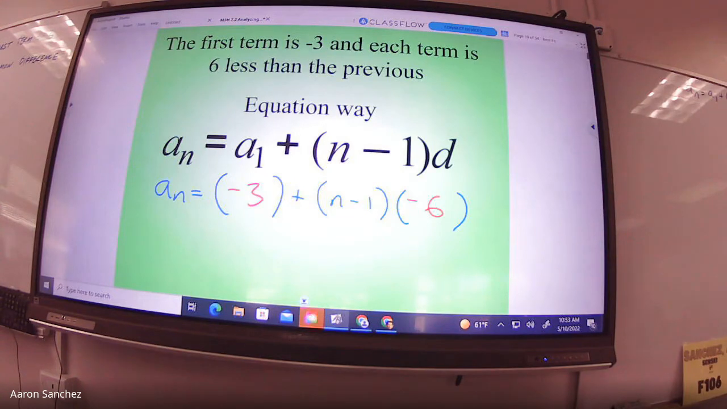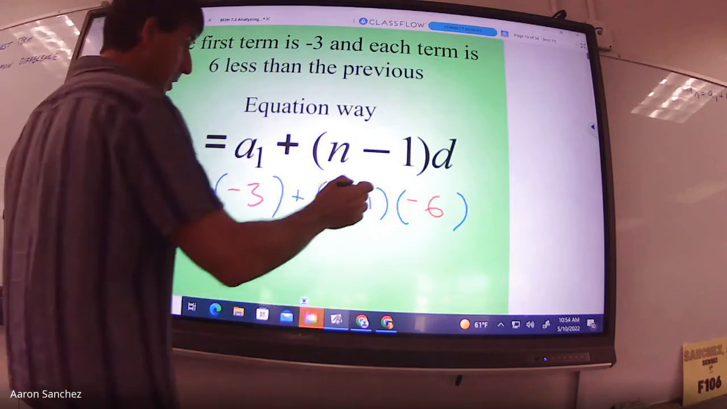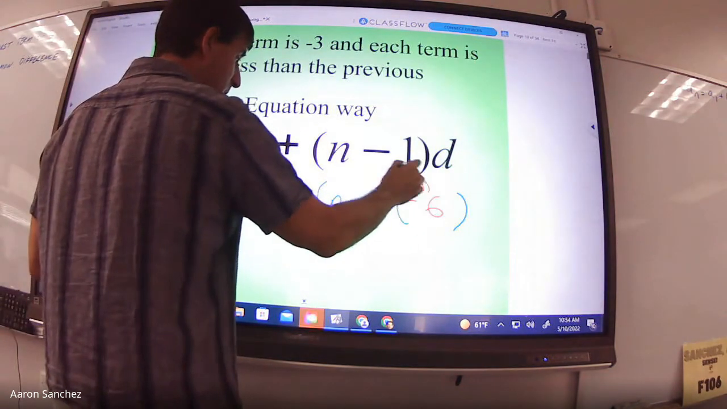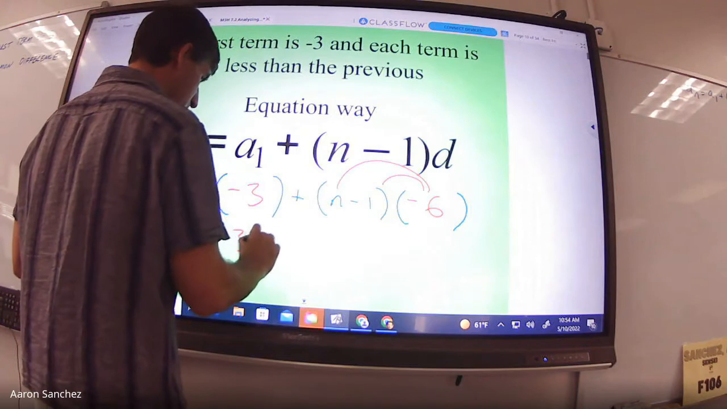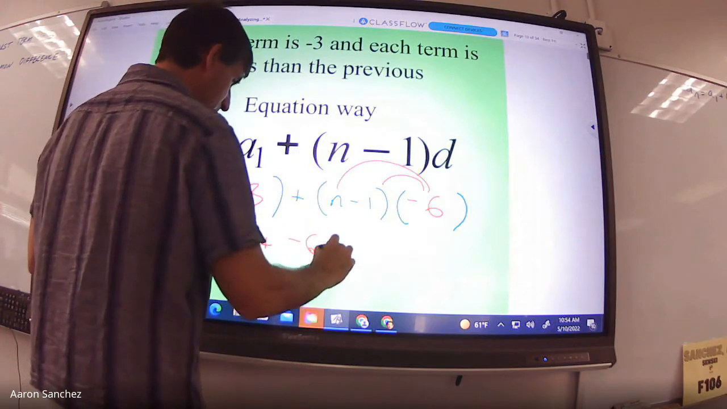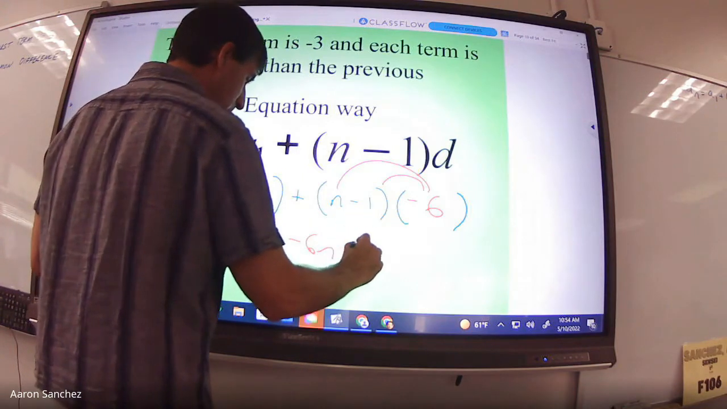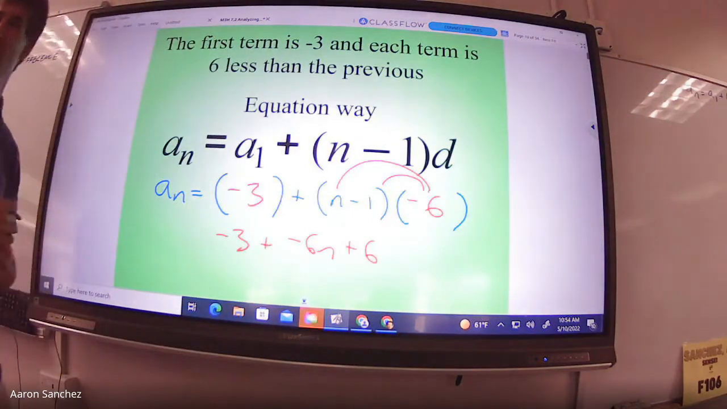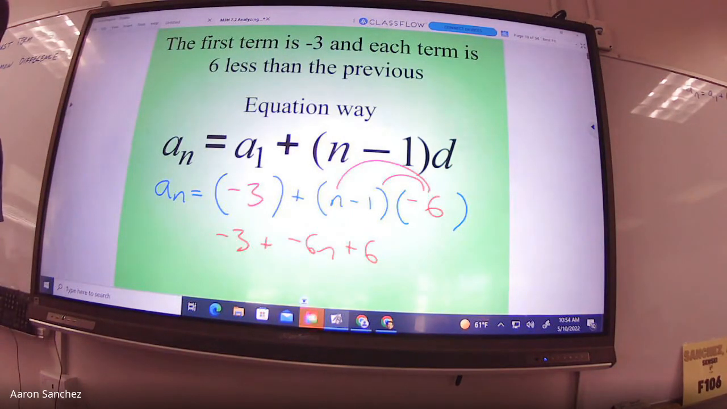So let's clean it up. This is pretty much it. Negative 6 times n, negative 6n, negative 6 times 1 plus 6. Okay, see how I did that? Distribute the negative 6.